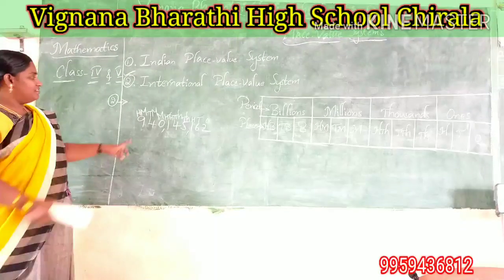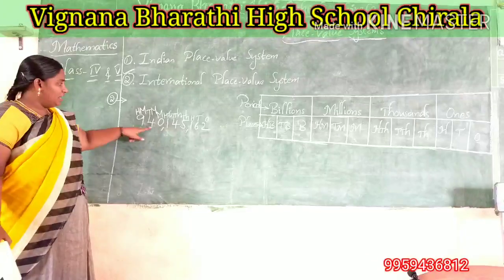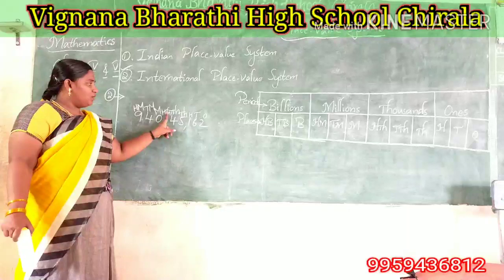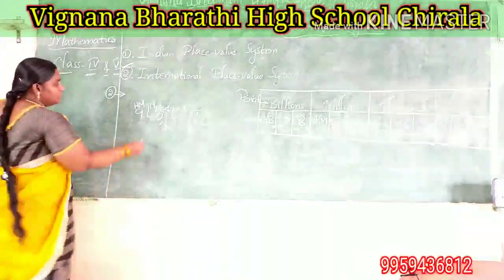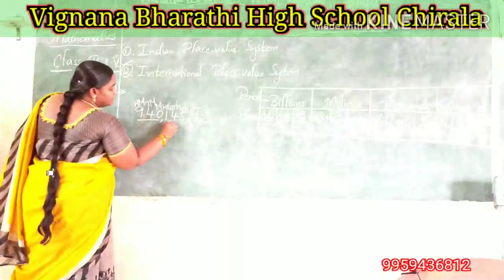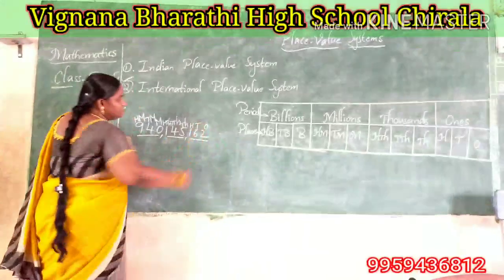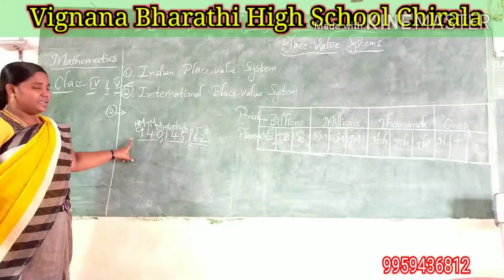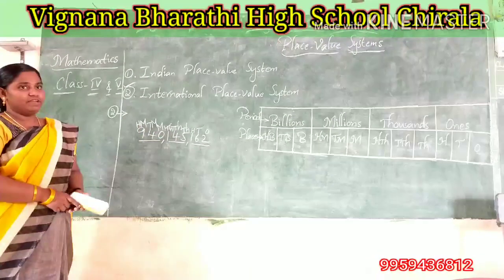Now how to pronounce that? 940 comes under millions period. So 940 million, 145,162. Once more, 940 million, 145,162. So this is the way to recognize a number containing more digits by using the international place value system.